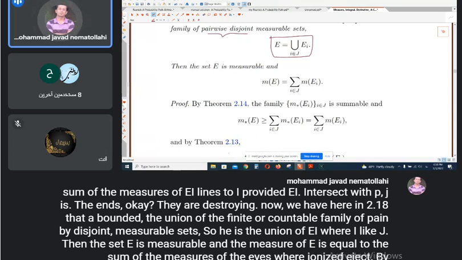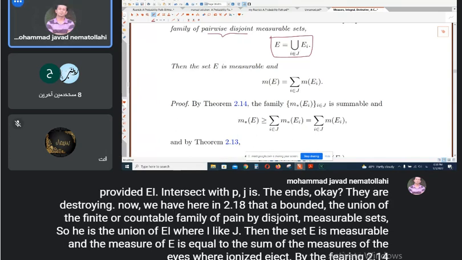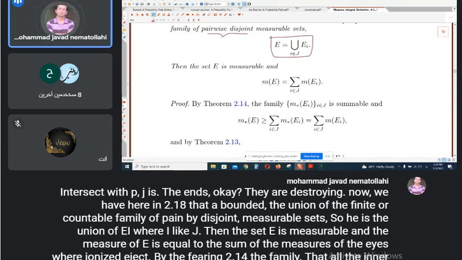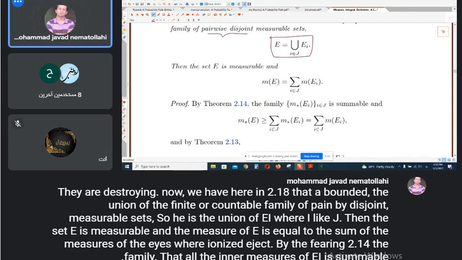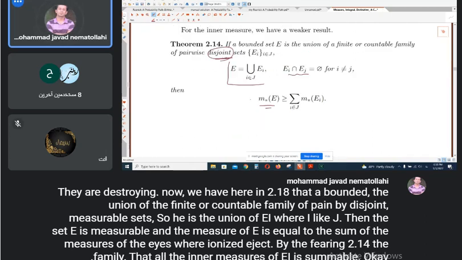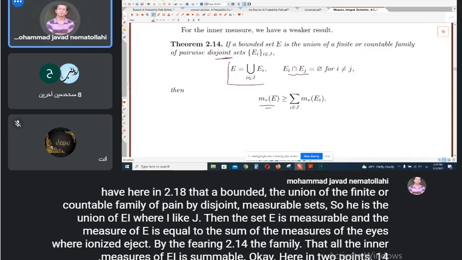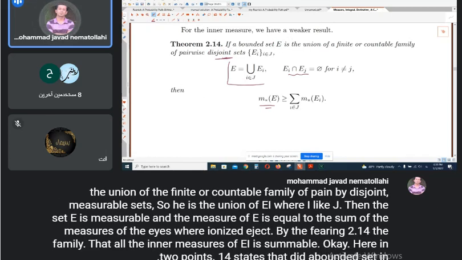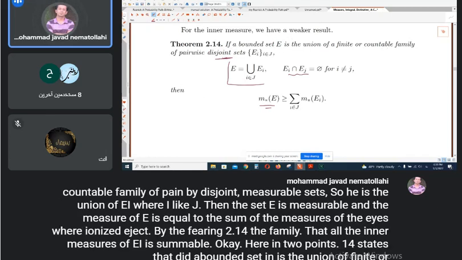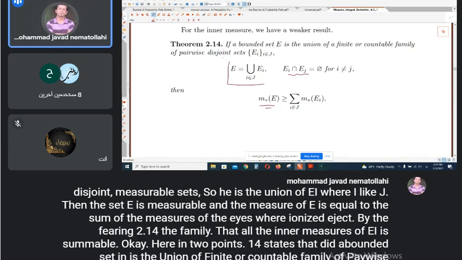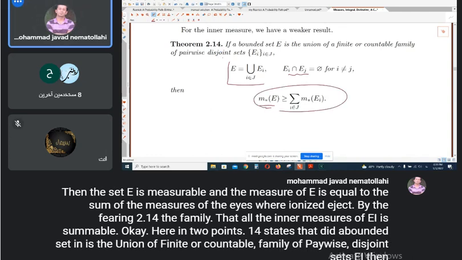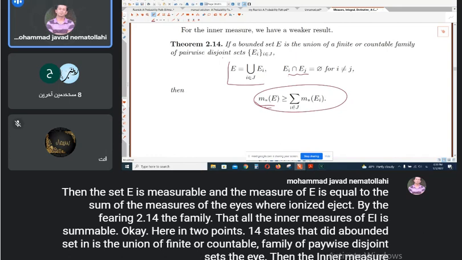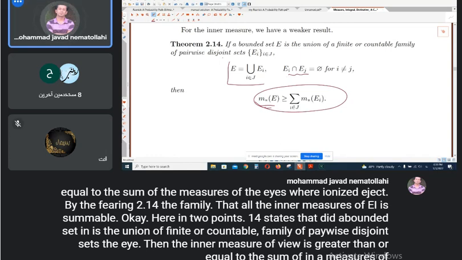By theorem 2.14, the family of the inner measures of E_i is summable. Okay, theorem 2.14 states that if a bounded set E is the union of a finite or countable family of pairwise disjoint sets E_i, then the inner measure of E is greater than or equal to the sum of inner measures of E_i, where i belongs to J.